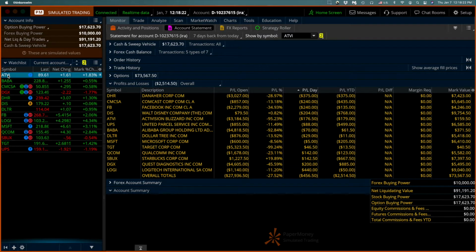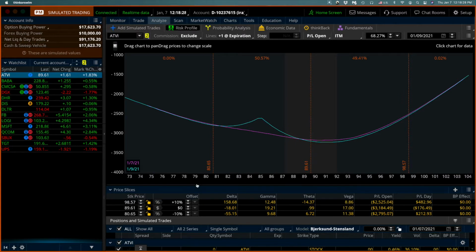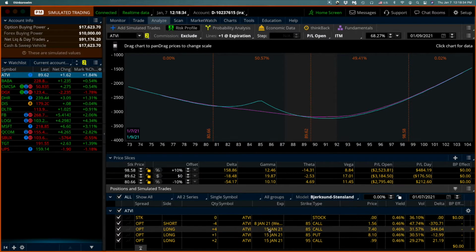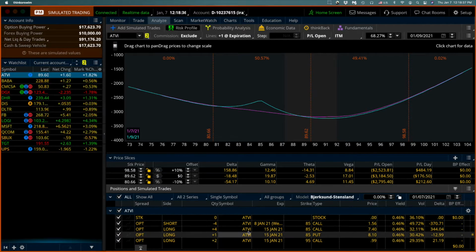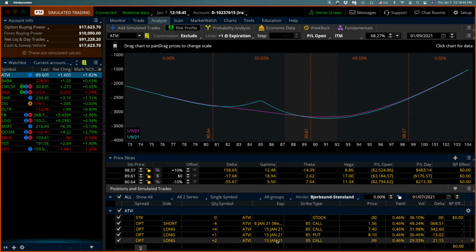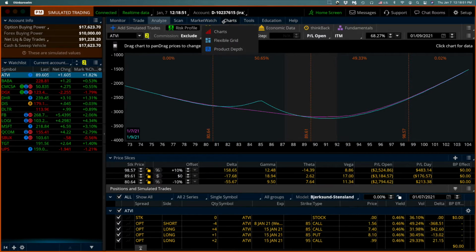Let's start with the ATVI and let's go to the Analyze tab. And here we are. Okay, as you can see here, we have the January the 8th expiring, and then we have the next week trades. Our delta here is negative. And I don't think we need to do anything here. Something wrong with my mouse here. Let's give it a second.